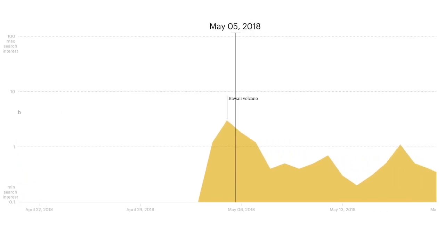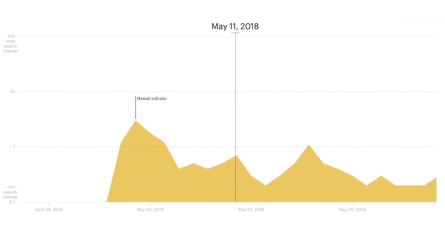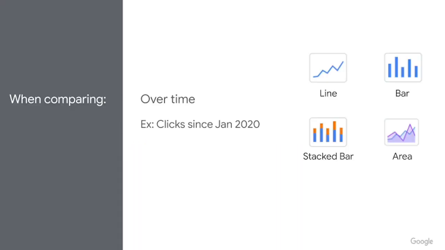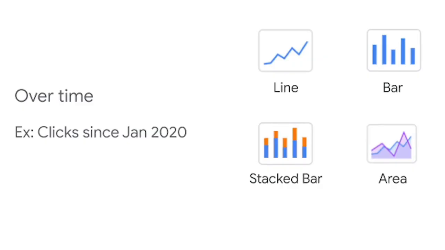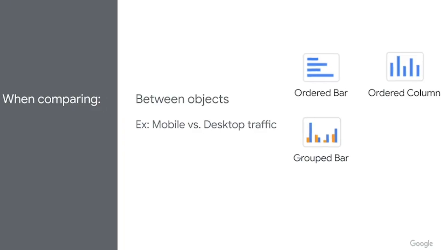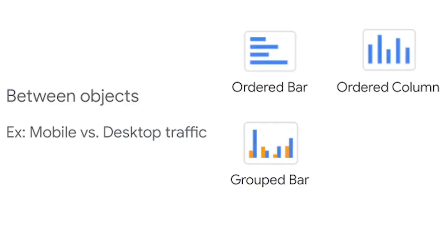For comparing data over time, we showed you how line graphs can be effective. Like in this one, bar graphs and stacked bar graphs, along with area charts, can also be good ways to visualize how data changes over time. By the way, there's a lot of charts out there. We'll give you as much information as possible about as many as we can, but doing your own research or practicing using them in visualizations will also be helpful. Okay, when you're comparing distinct objects, like in our example about mobile versus computer usage, ordered bar and grouped bar graphs and ordered column charts are useful.